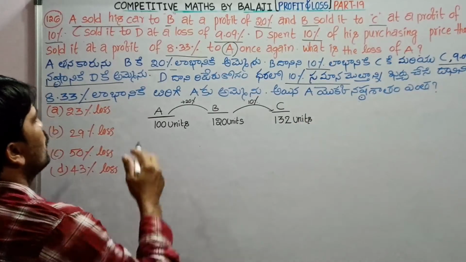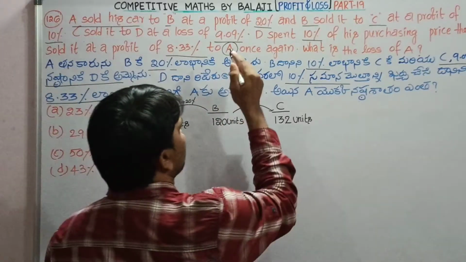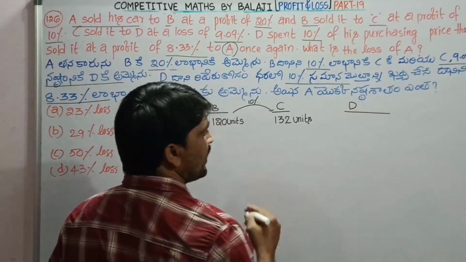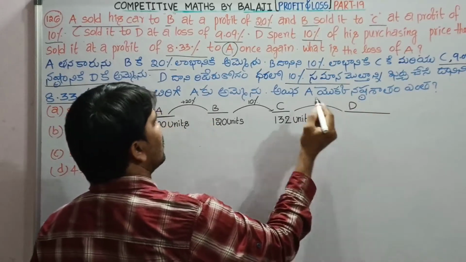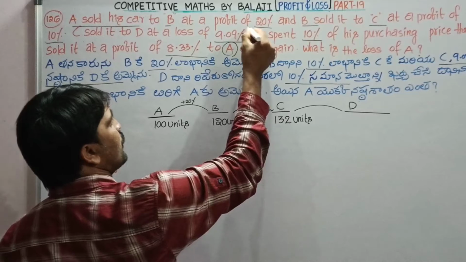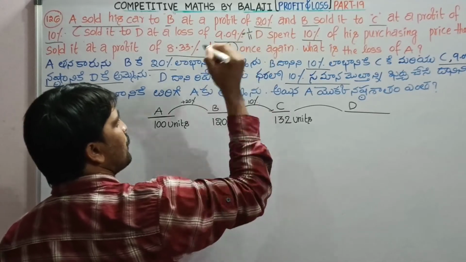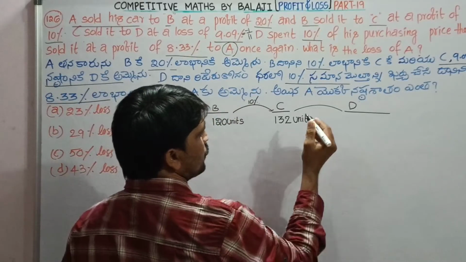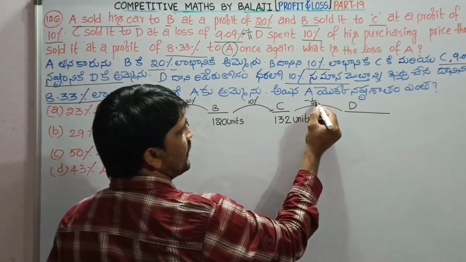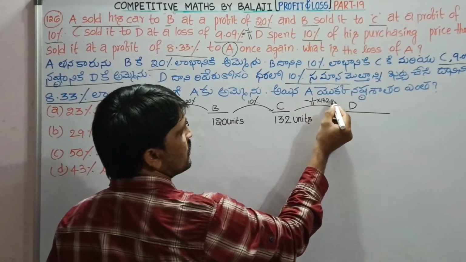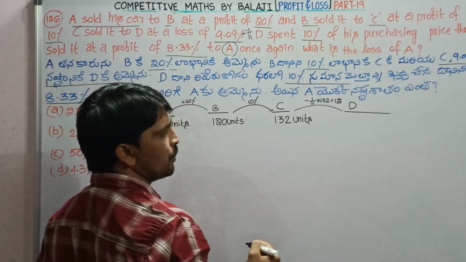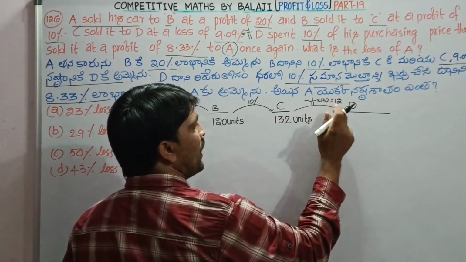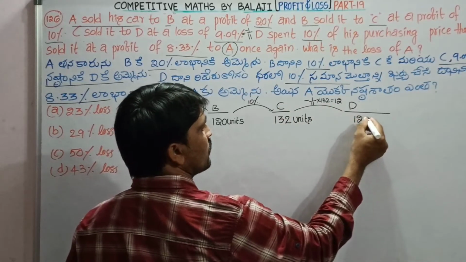And C sold it to D at a loss of 9.09%. The fraction value of 9.09% is 1 by 11. Since it is a loss, we denote it as negative. Minus 1 by 11 times 132 is 12 units. So the selling price of C is 132 minus 12, that is 120.